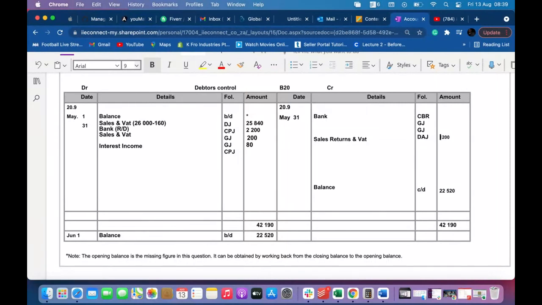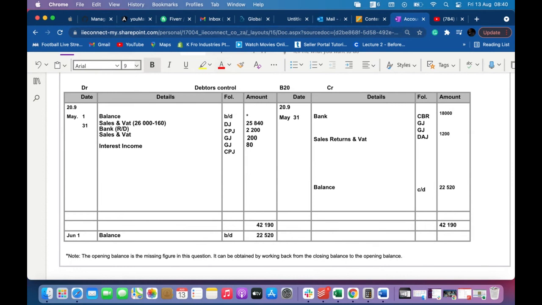Okay. All right, that's been done. Then what else do we need to do? Then we go to the other side. We have bank 18,000. Okay, hasn't given us any reason to. There's been no adjustments there, so that's fine because that's all we're saying. There is money coming in from debtors. Okay, that's fine. Then what else do we have?